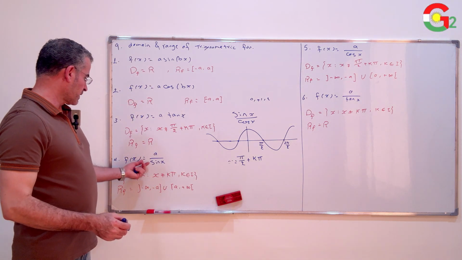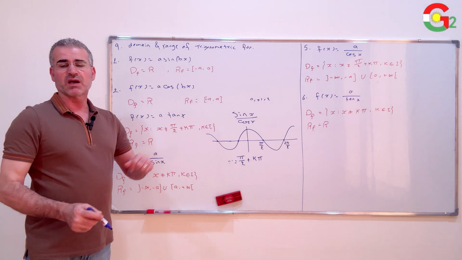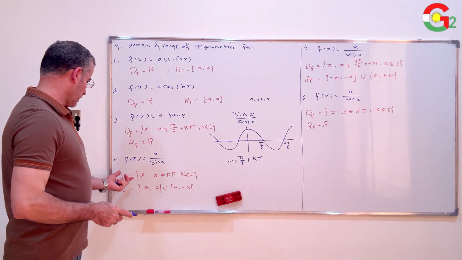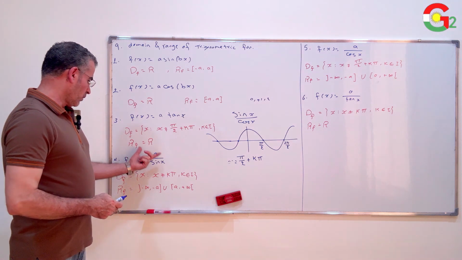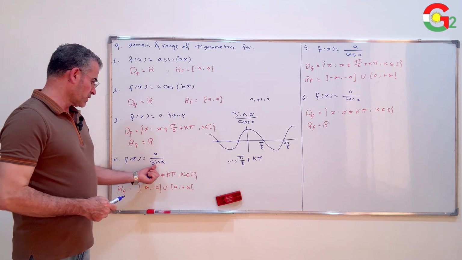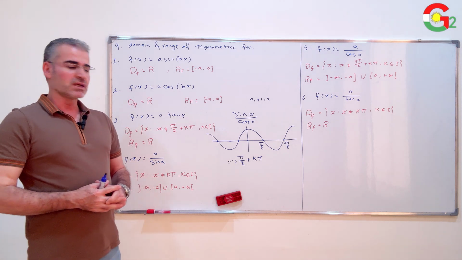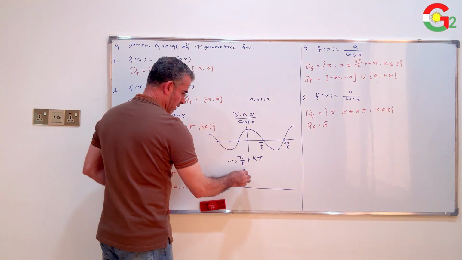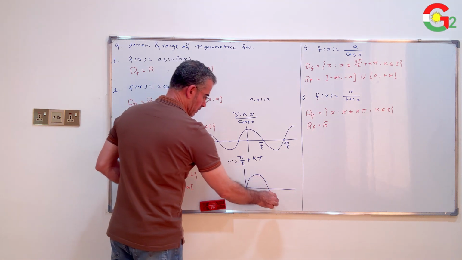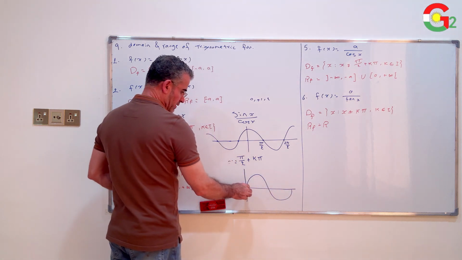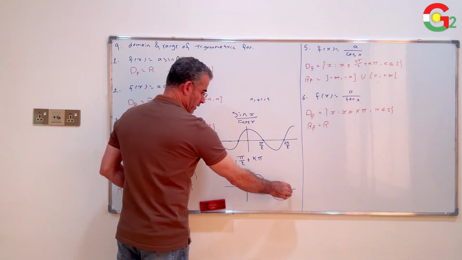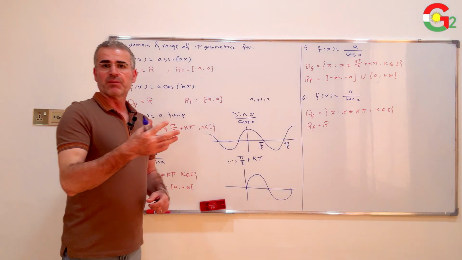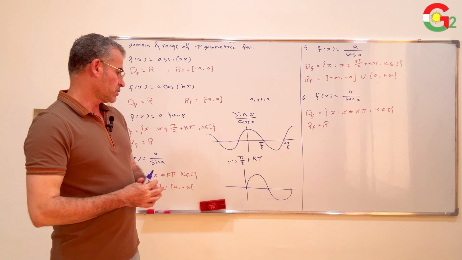Number 4, f of x equal a over sine x. Then the domain will be all real numbers except those that make sine 0. The points that make sine 0 are, this is the graph of the sine, 0, pi, and 2 pi, 3 pi, 4 pi, and so on.